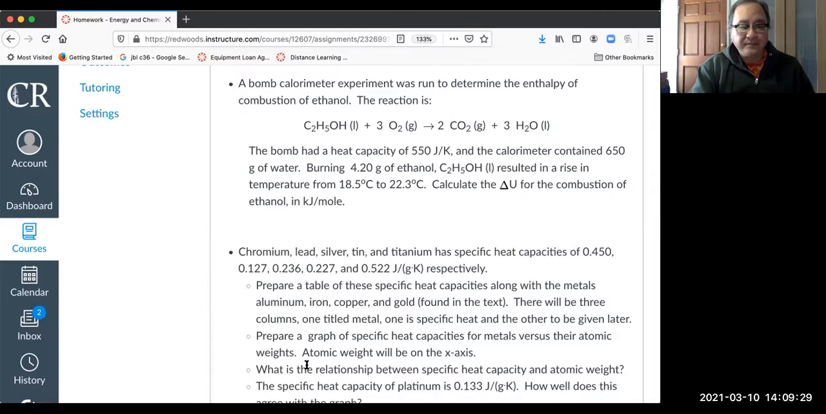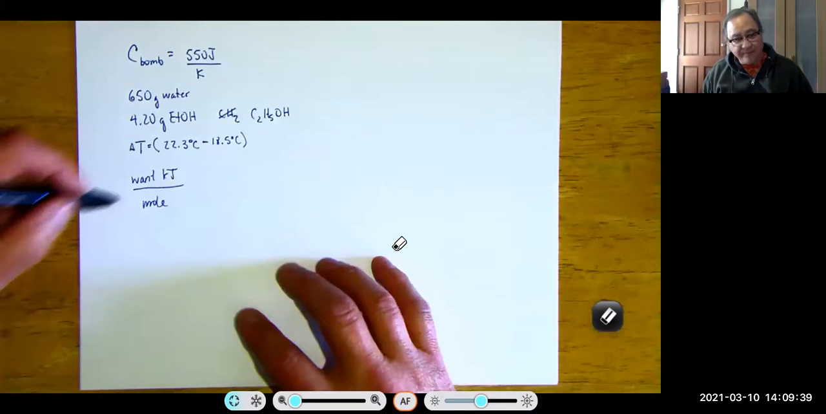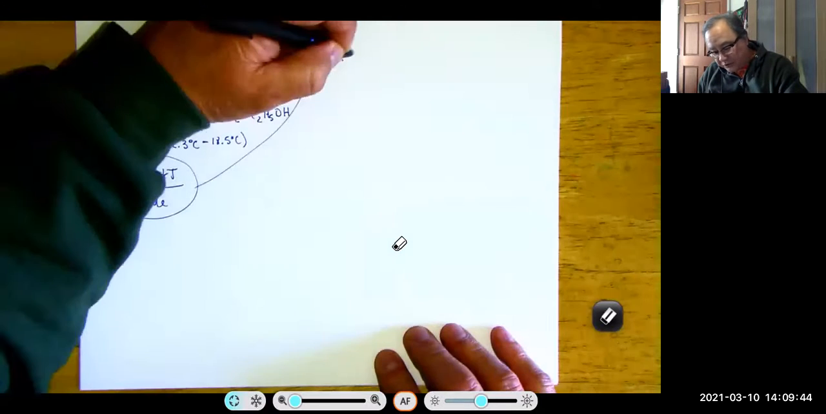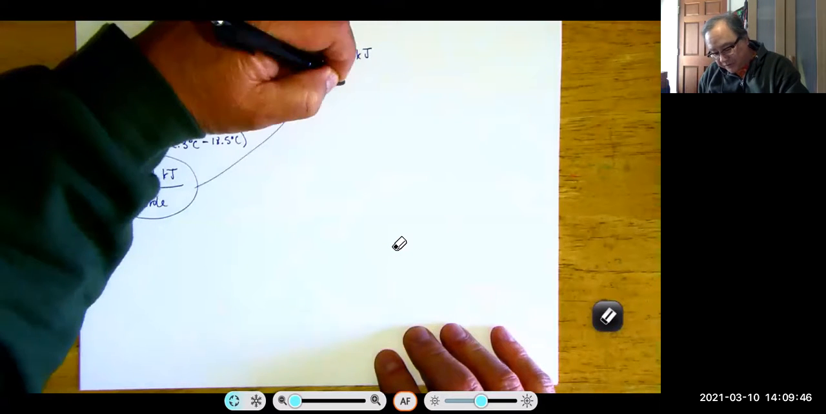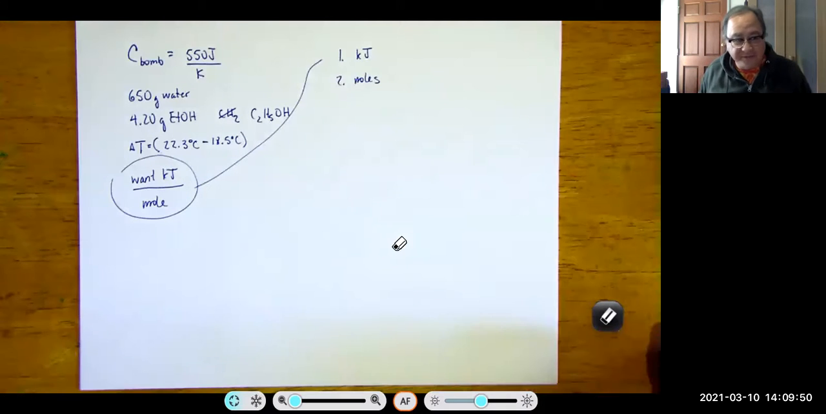Okay. I'm going to change my share. Okay, so here's all the information I've written, and this is what we want, right? So if we think about this, we want kilojoules and we want moles. Is one of these easier to do than the other? Yeah, I would say moles. Getting the moles seems easier to me, yeah.